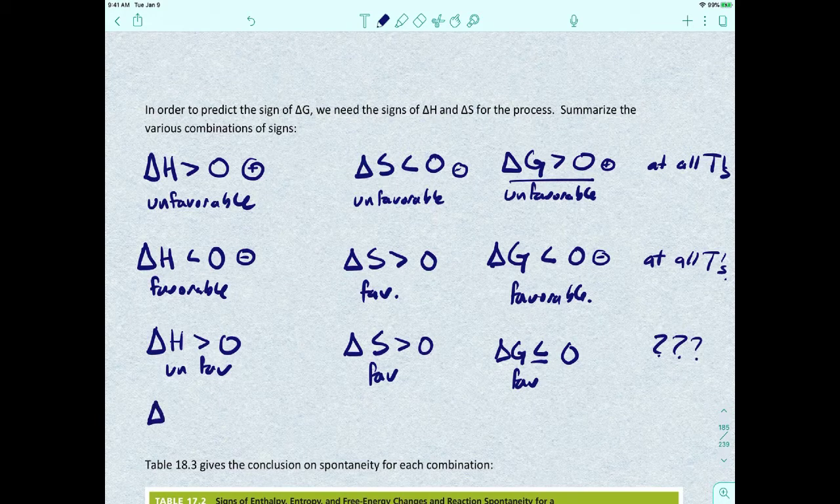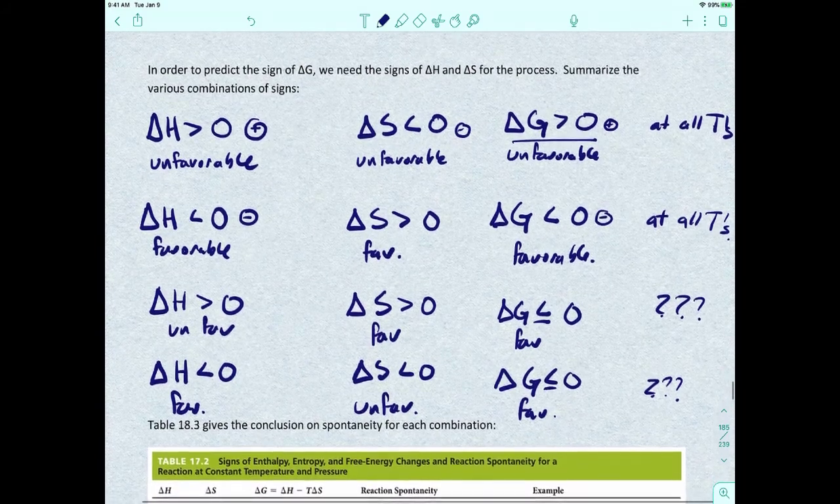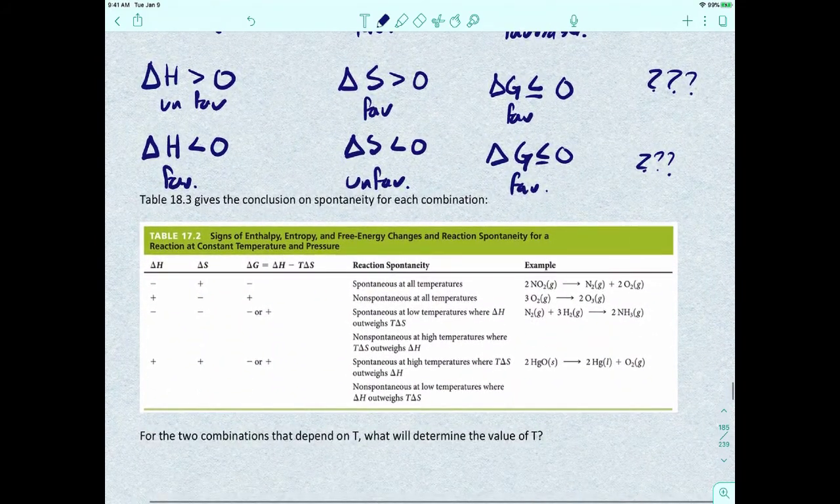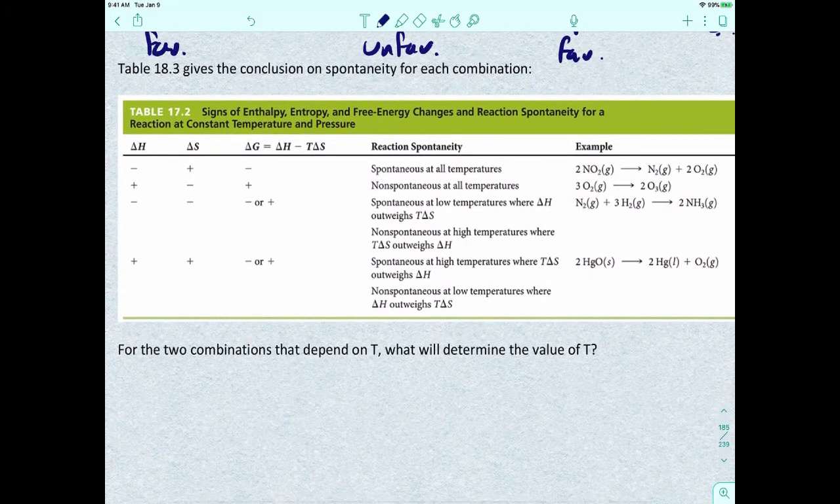Same thing, if we said, let's say the enthalpy is favorable, so it's less than 0, and delta S this time is going to be less than 0, so it's unfavorable. Delta G could be less than or equal to 0, so it could be favorable under those conditions, but we've got to specify at what temperatures. And so this chart, what we just did, we can sum up right here.